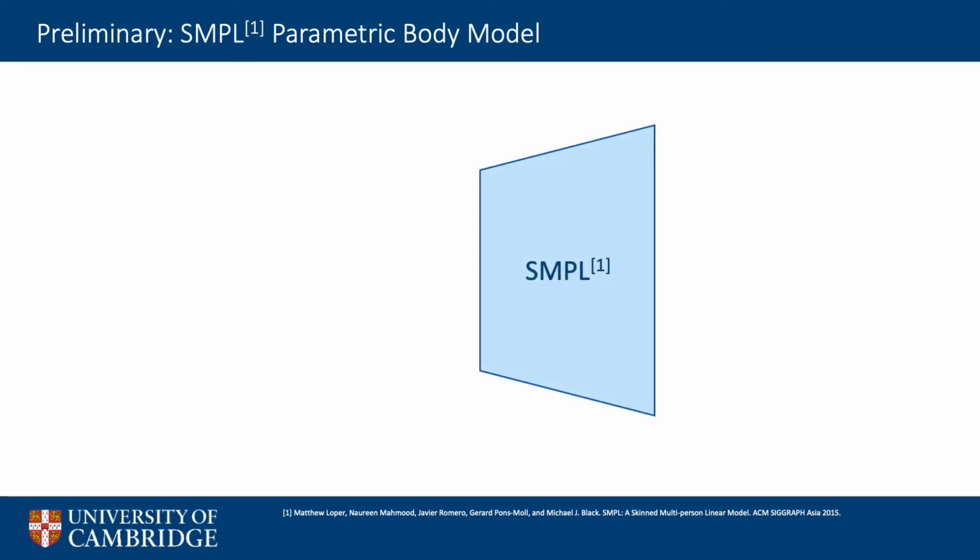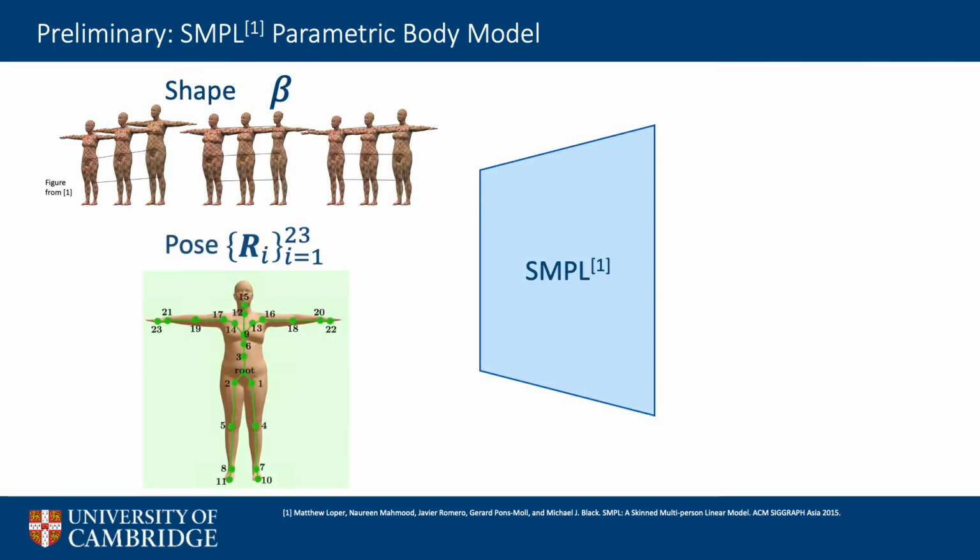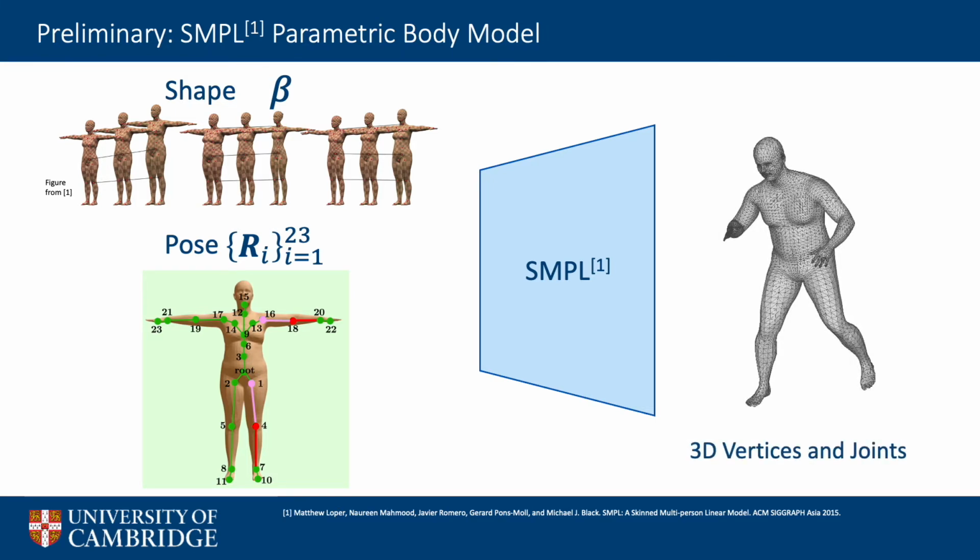We adopt the widely used SMPL body model to parameterize body shape and pose. Pose is defined by the 3D rotation of each joint in the SMPL kinematic tree relative to its parent joint. SMPL outputs a vertex mesh given an input shape vector and 3D joint rotations.